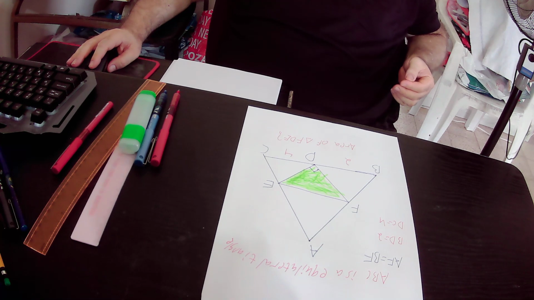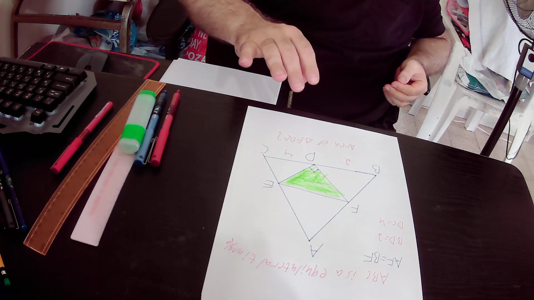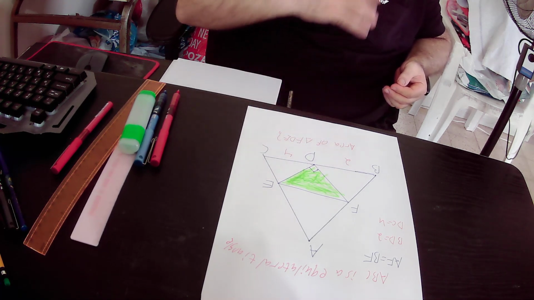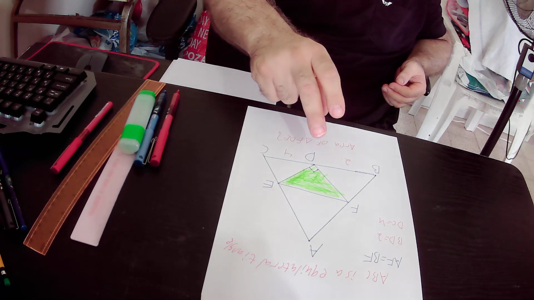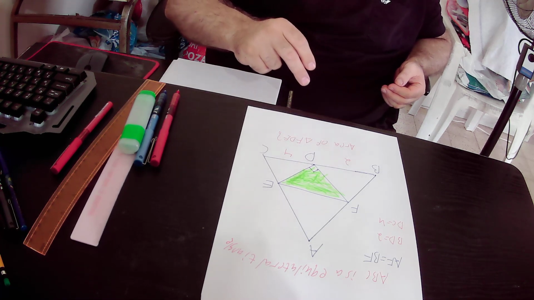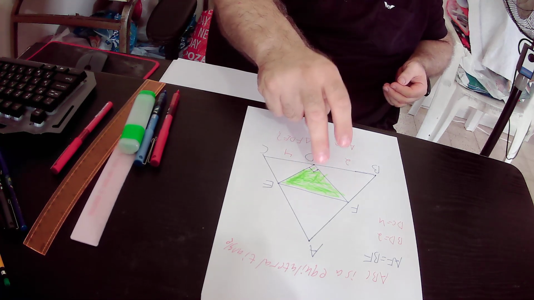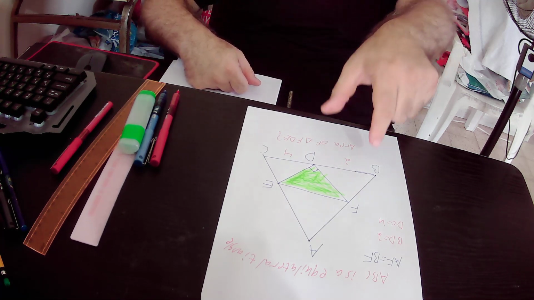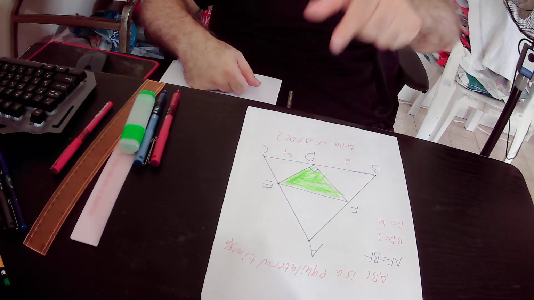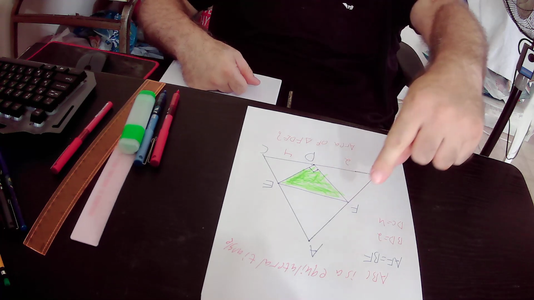Hello, in this lecture we will find the area of the green triangle. In the drawing we have triangle ABC, that is an equilateral triangle, and inside the triangle ABC we have the green triangle, and we want to find out the area of the green triangle. We also know that the size of BD is 2 units and the size of DC is 4 units, and AF equals BF.